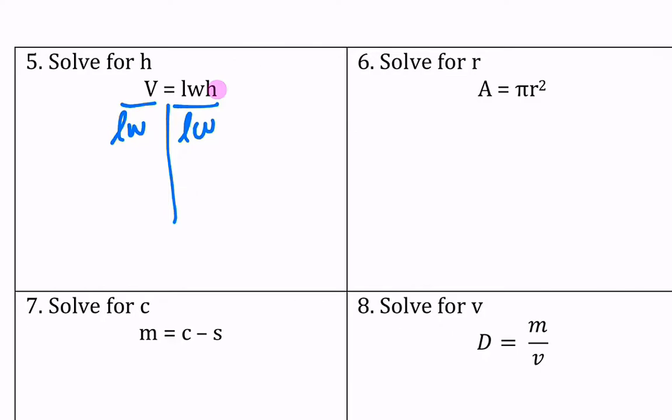So on the left, that V divided by LW will drop down. On the right, the LW on top cancels the LW on bottom, so the H drops down. So we wanted H by itself, so we got that, so all the work is done, so we're going to write it properly. H equals V divided by LW.